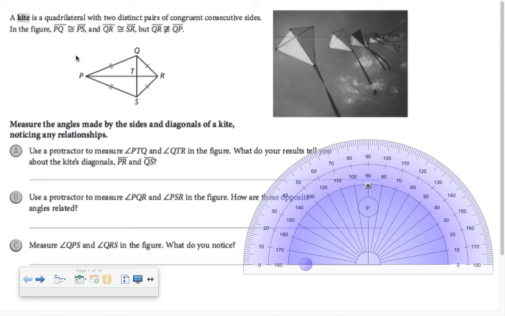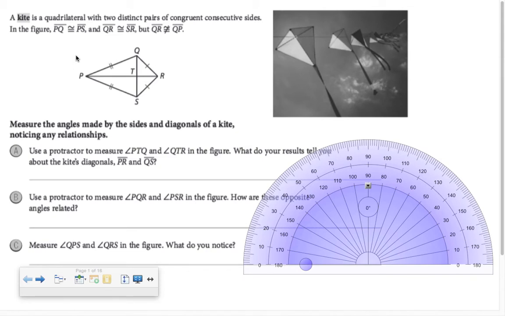In this lesson in the text, we're looking at kites and trapezoids. In this video, in order to make sure that I'm sticking to my 25 minutes or less rule, I'm only going to talk about kites. So a kite is a quadrilateral with two pairs of consecutive congruent sides, distinct pairs of consecutive congruent sides.